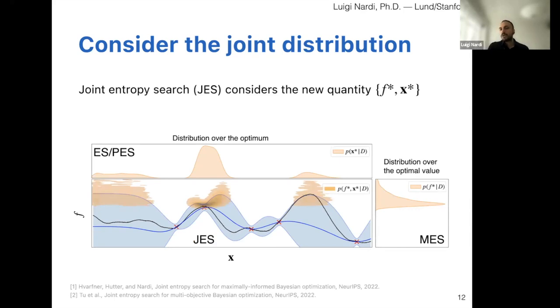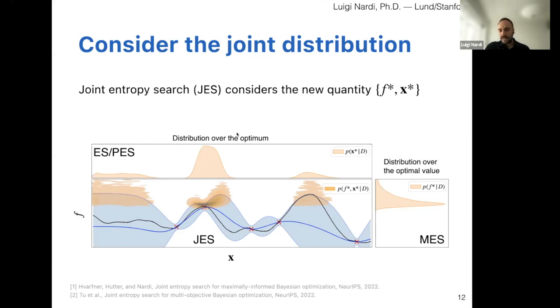So the additional piece that we can consider here, instead of doing either one or the other, is to consider the joint distribution of F star and X star. And this is what we call joint entropy search. So here, this new quantity is these two elements, F star and X star. If you visualize it here, it would be somewhat the combination of these two things, and you have this two-dimensional density here now.